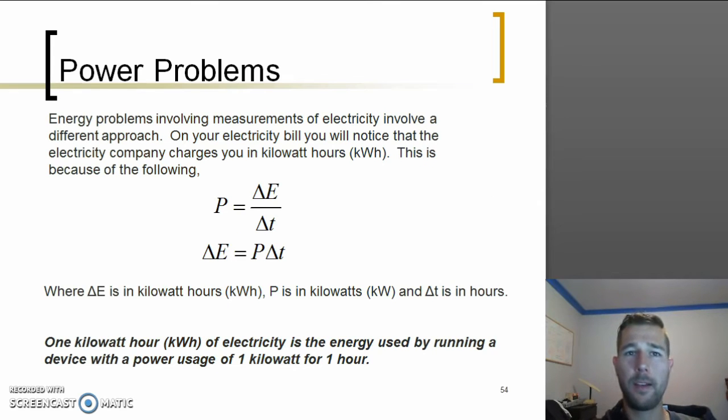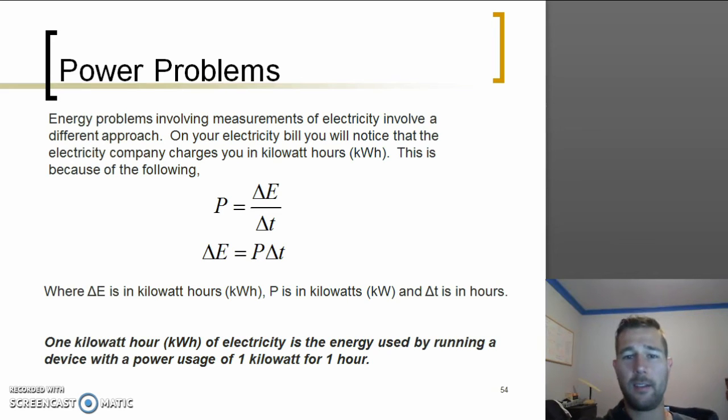Now, energy problems involving electricity involve a different approach. On your electricity bill, for example, you might notice that the company charges you in kilowatt hours. This is because of the following. If we have a look at our power equation, we rearrange in terms of energy. Now we've got our power times our time results in the amount of energy that we use.